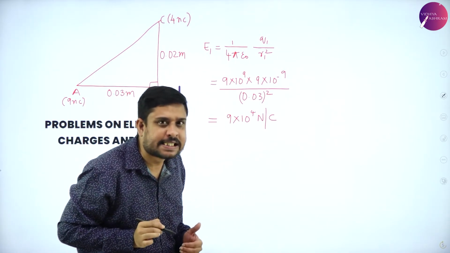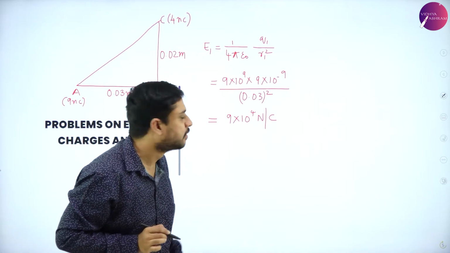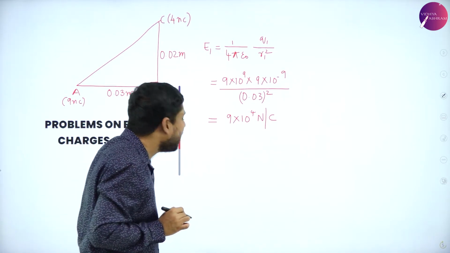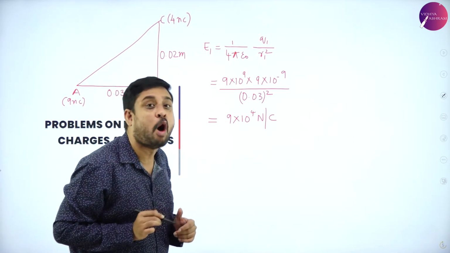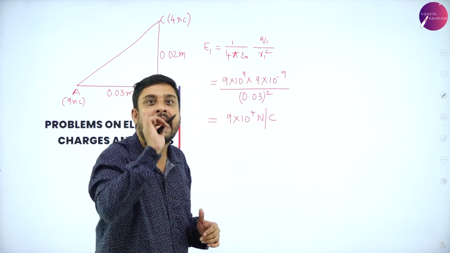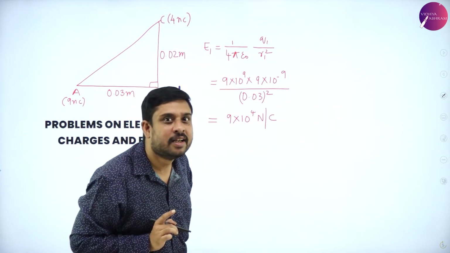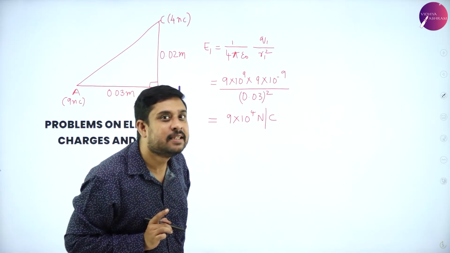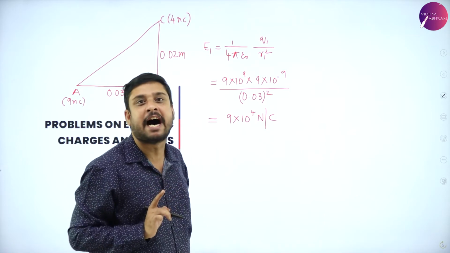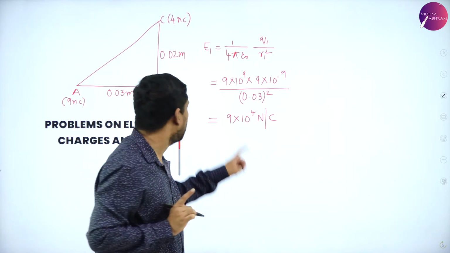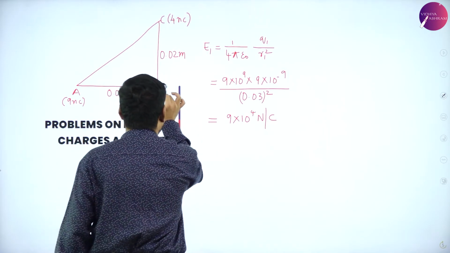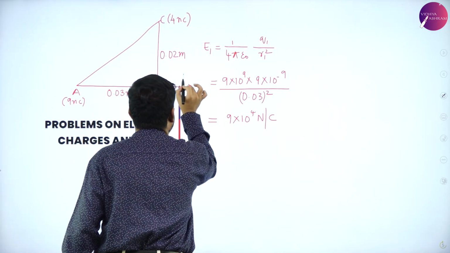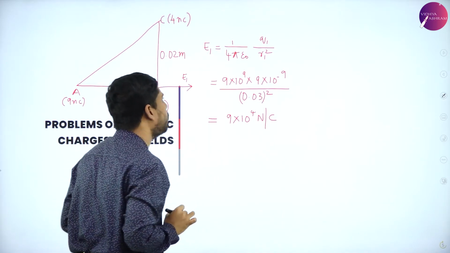Again, what is the direction? B has a positive charge. A has a positive charge. Again, repulsion. So field should act away from the charge experiencing it. Who is the charge experiencing? UPC. So this is the direction of E1.